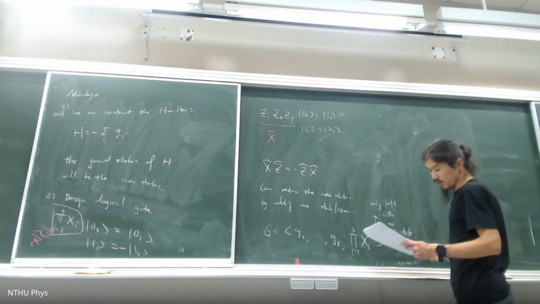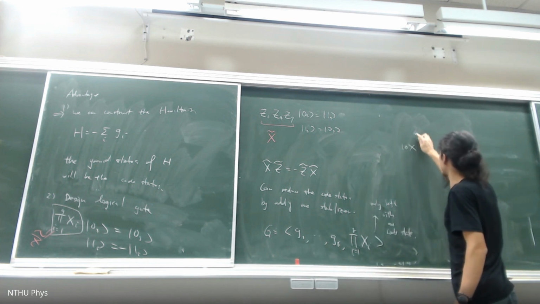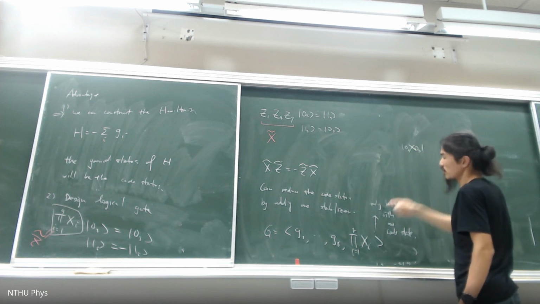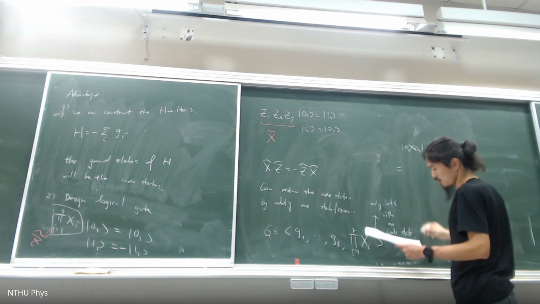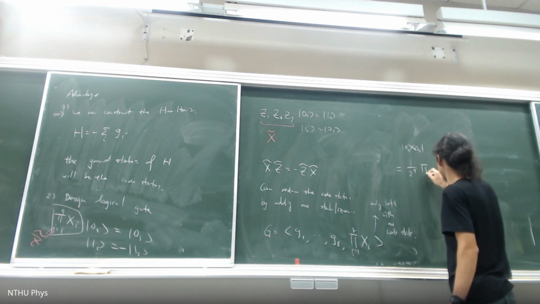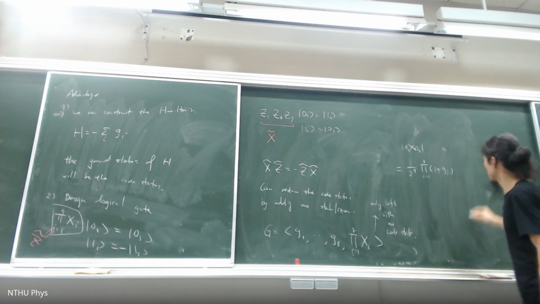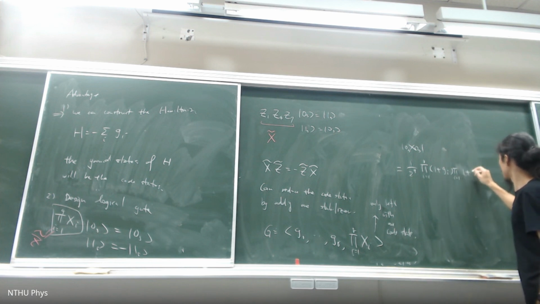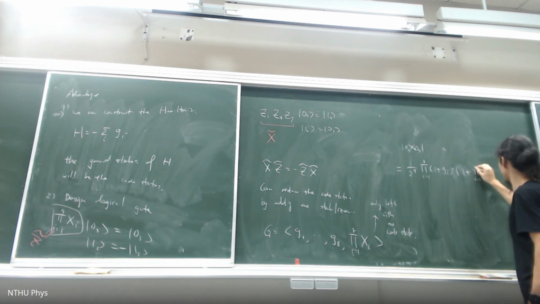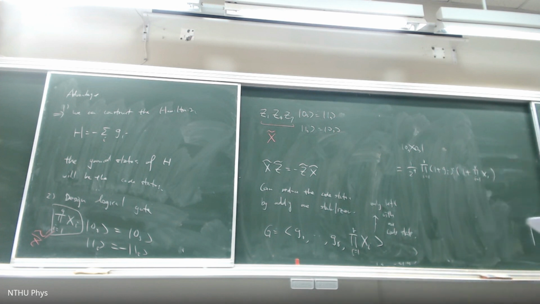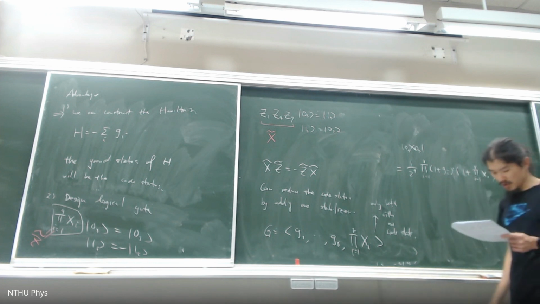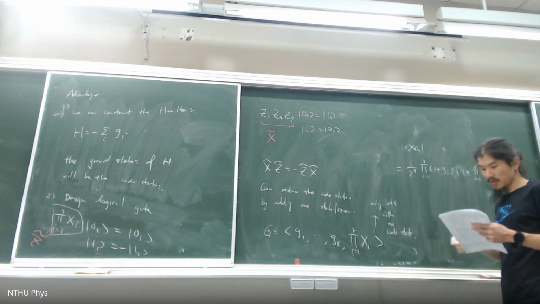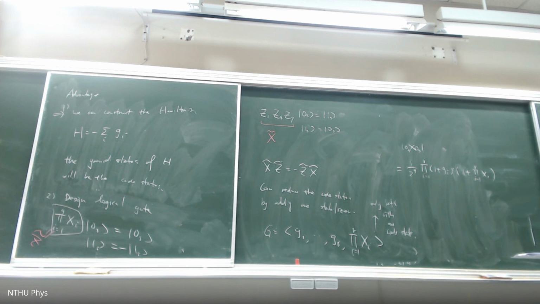I can construct the projectors, right? So I'm claiming the remaining state, the one I'm reducing to, will be the product of these. You can show this one easily.